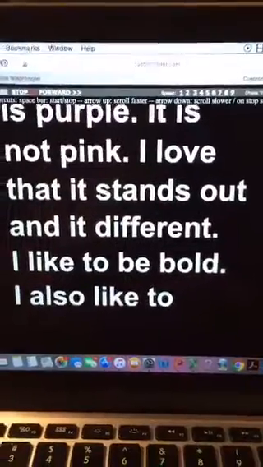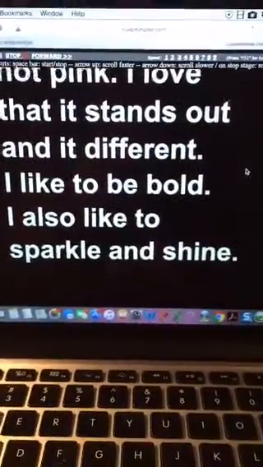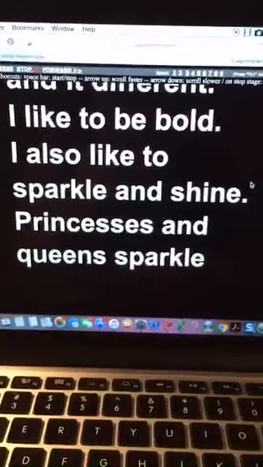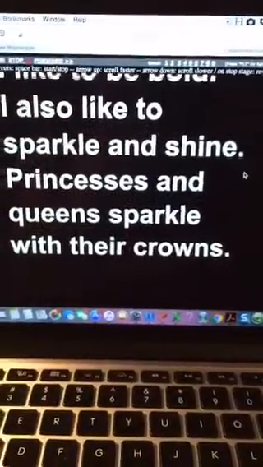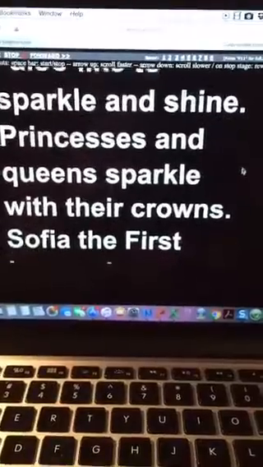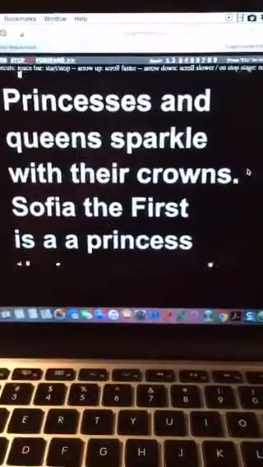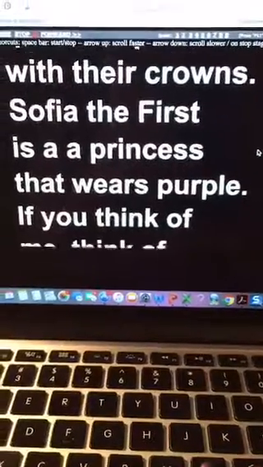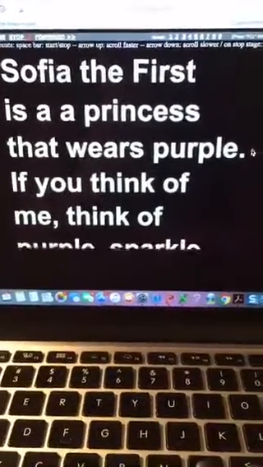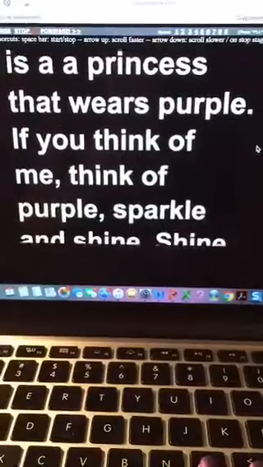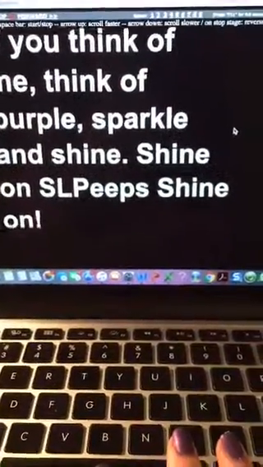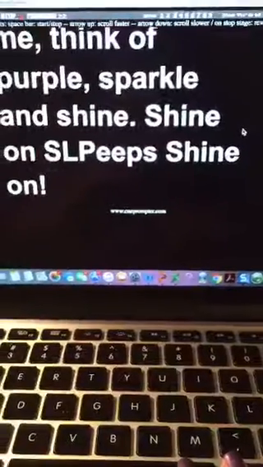My favorite color is purple. It is not pink. I love that it stands out and that it is different. I like to be bold. I also like to sparkle and shine. Princesses and queens sparkle with their crowns. Sophia the First is a princess that wears purple. If you think of me, think of purple, sparkle, and shine. Shine on, SL Peeps, shine on.